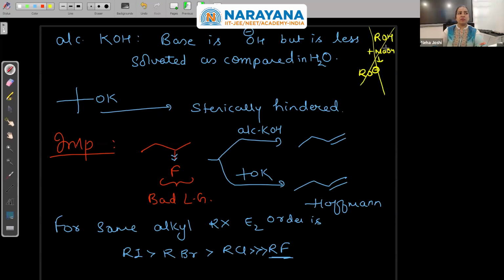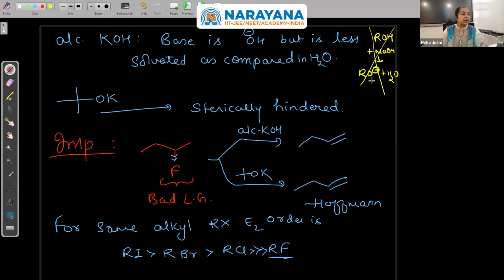RO minus will not be formed, because alcohol versus water: water is the stronger acid. So the reaction will not go in this direction; it will go in the backward direction. Okay, weaker acid and base. So this is negligible and is not sufficient to initiate or to do the reaction.